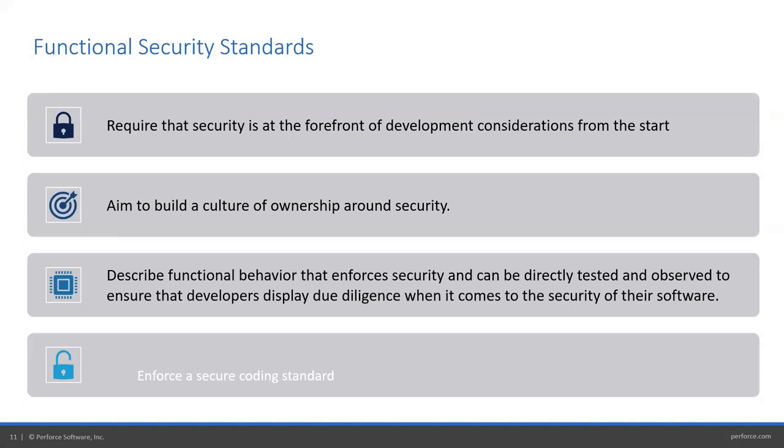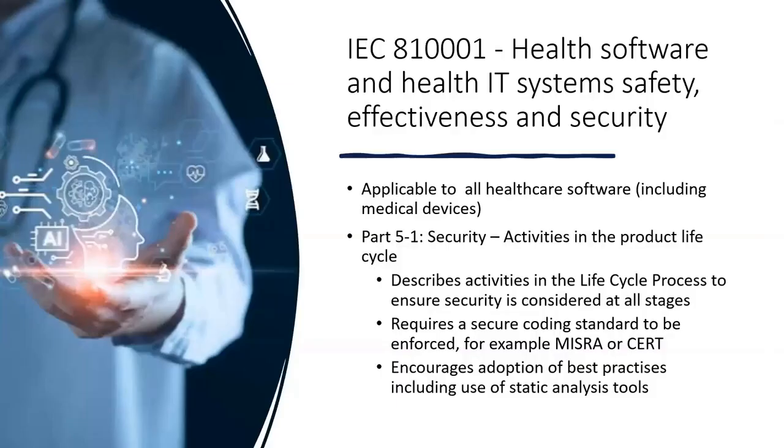Now, one of the ways we can actually test it and observe it is by enforcing a secure coding standard. And that's something we'll talk about a lot in a few minutes. So a couple of examples here. We have the IEC, now get this right, 81001. I keep missing a zero when I'm talking about it. So let's make sure about that. And this is health software.